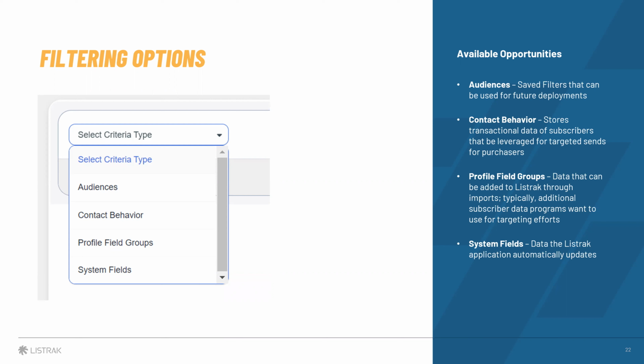Notating the difference between profile fields and system fields, keep in mind that a profile field group is data that can be added to Listrak through imports. You'll find a lot of information there, including browse behavior or also any outside data that you have that you import into Listrak that you want to utilize within your sends will be found under profile field groups, while a system field is a field that Listrak will automatically update, such as a last open date, last click date, send date, items like that. Some of that outside data will all be utilized within profile field groups.